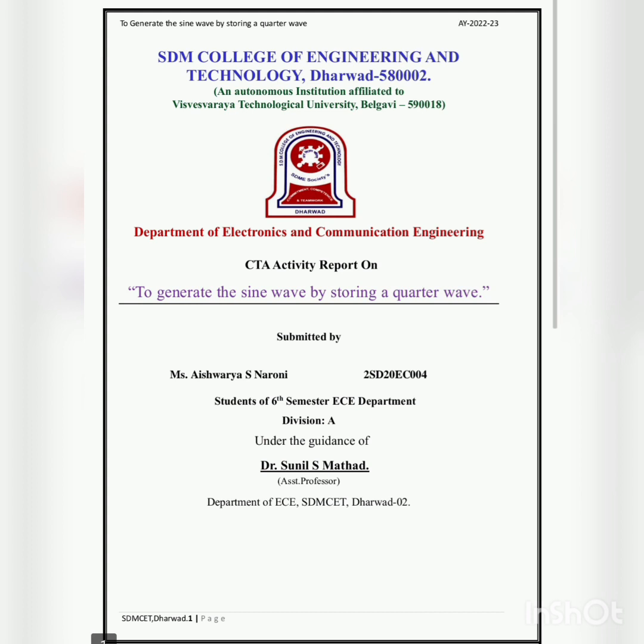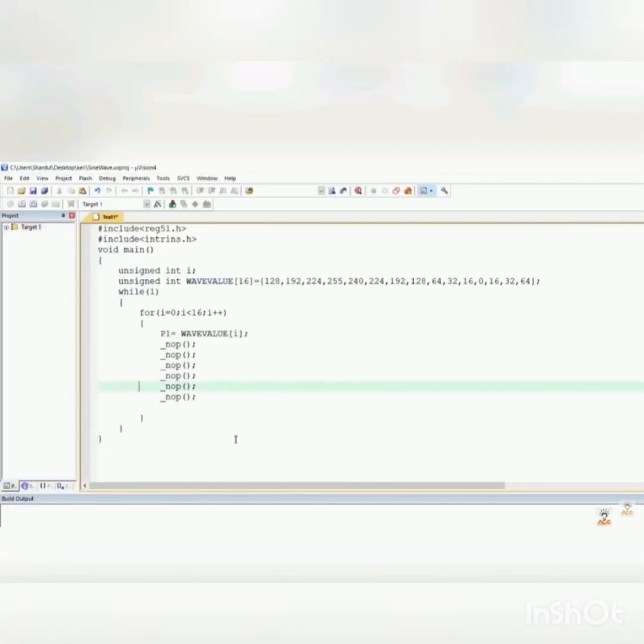Once we have a quarter wave stored, we can repeat it to generate the complete sine wave. By repeating the quarter wave multiple times, we maintain the periodic nature of the sine wave. The frequency of the repeated quarter wave determines the frequency of the resulting sine wave. Let's explain how the code works.